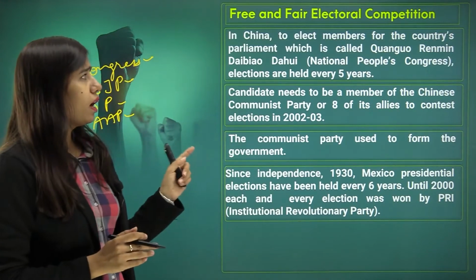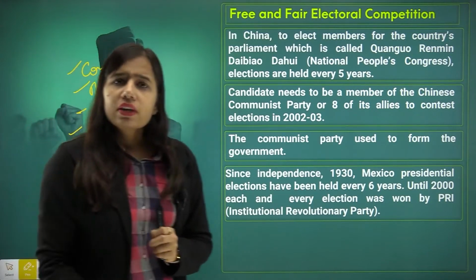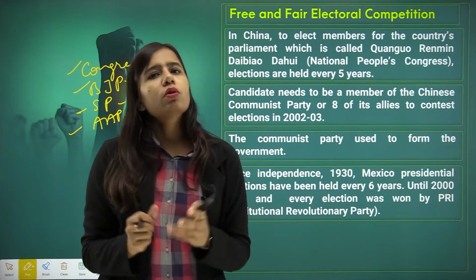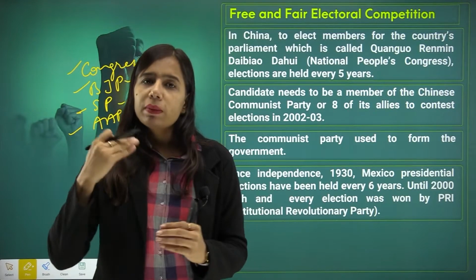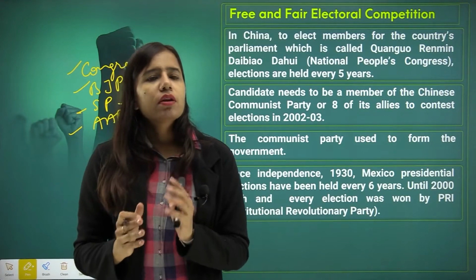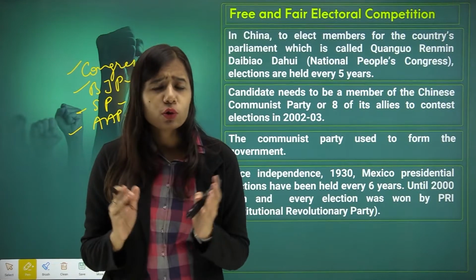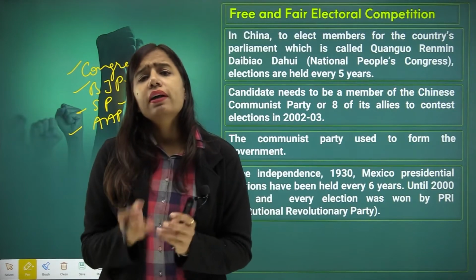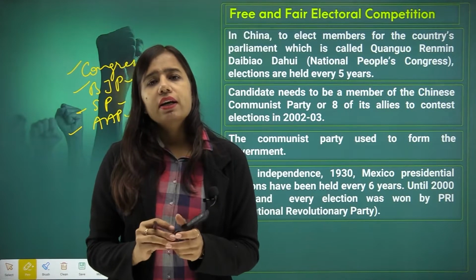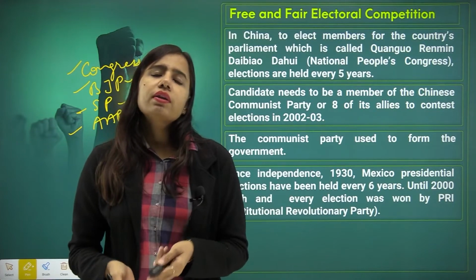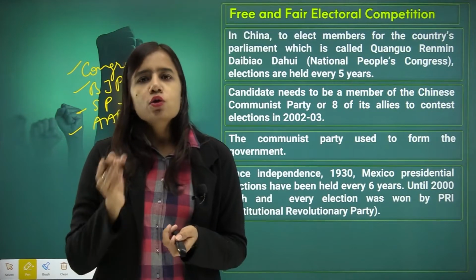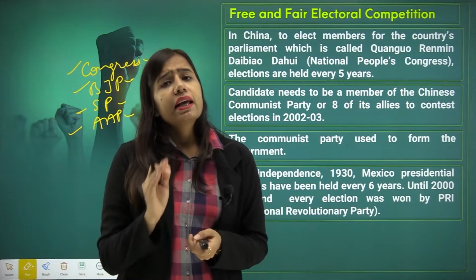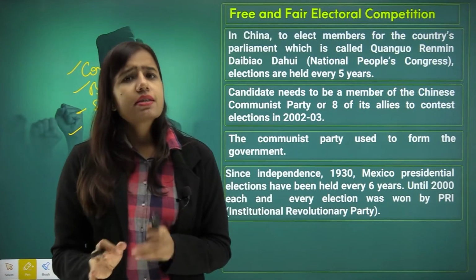So in China, what happens? Whenever there are elections, people do not have choices. There is only one party, right? So people have to vote to only that particular party. So do you think it is fair? No, there is only Communist Party in China. So when people are going to vote, they are bound to vote to only one party, single party, right? So which means we can say that this is not the correct way.